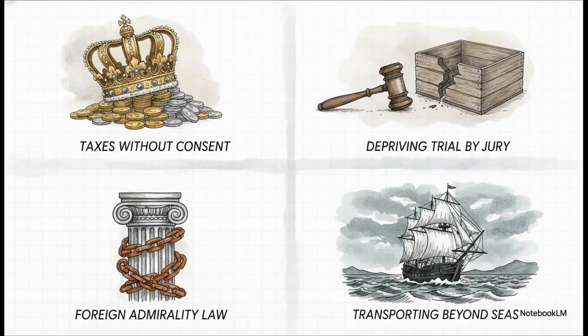So what were the specific crimes listed in this legal indictment? We all know about taxes without consent, but the authors place a huge emphasis on judicial overreach. Just imagine being completely denied a trial by your peers. Or worse, being physically transported, literally shipped beyond the seas, just to be tried under foreign Roman civil or admiralty law. That was the grim reality for the colonists, and it was a major breaking point.